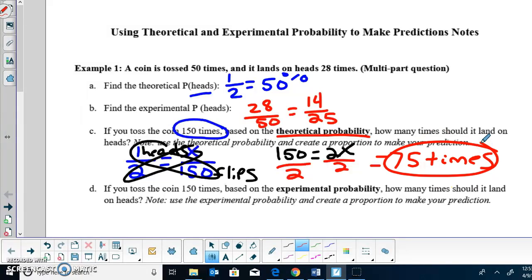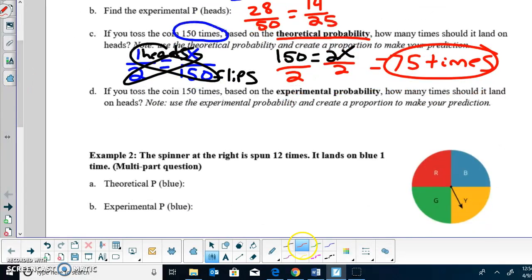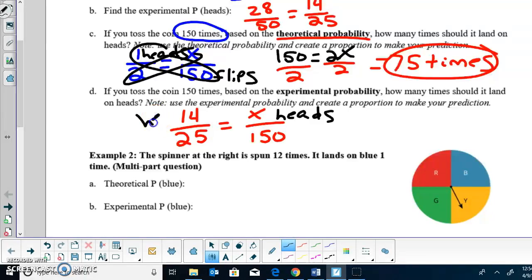Now let's try part D. This time it says if I toss the coin 150 times, based on the experimental probability, how many times should it land on heads? So we calculated in part B that the experimental probability was 14 out of 25. So I'm going to use that. 14 out of 25 equals x over 150. Again, I'm looking for the number of times it's going to land on heads. So I keep the heads, or the favorable outcomes, in the numerator. That helps me to set up my proportion. Now I just need to cross multiply and solve for x.